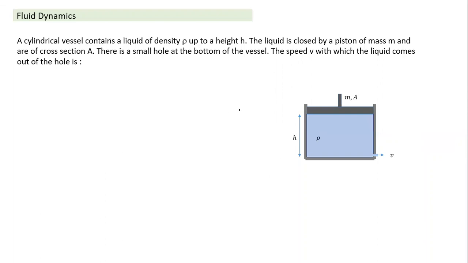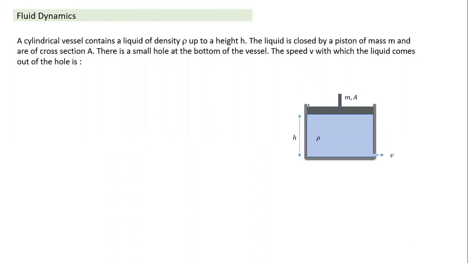Okay, other variations of the same, because this is one of the important points: velocity of efflux and questions related to velocity of efflux. We have a cylindrical vessel which contains liquid of density rho up to a certain height h here, and the liquid is closed by a piston of mass m. So there's a piston, and this is not a massless piston, its mass is m. Its cross-section area is A, the same as the area of cross section of the vessel. There's a small hole at the bottom of the vessel, and the liquid flows out with velocity v. We need to find out what is the speed v with which the liquid comes out of the hole.